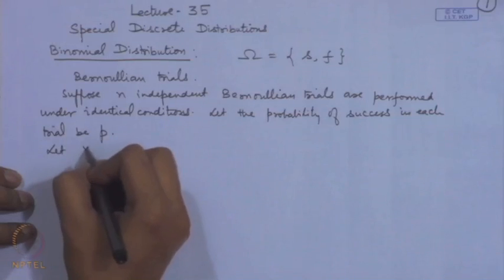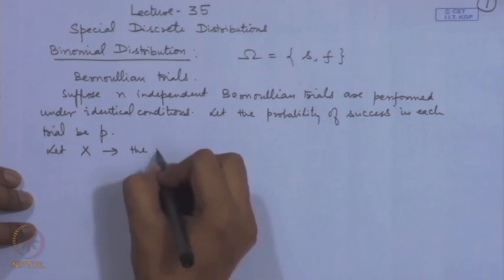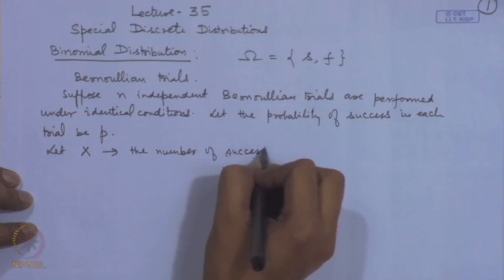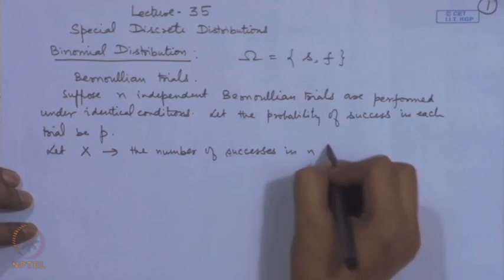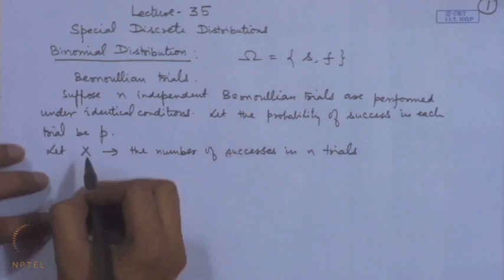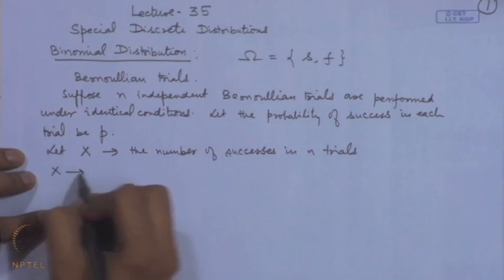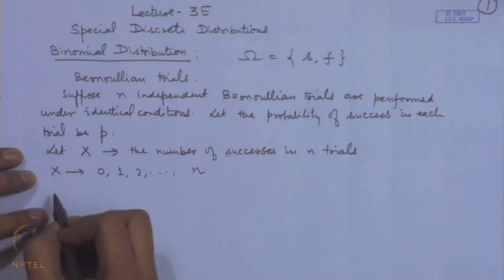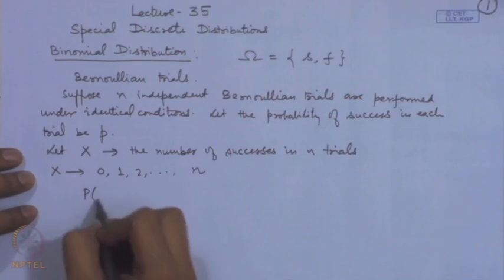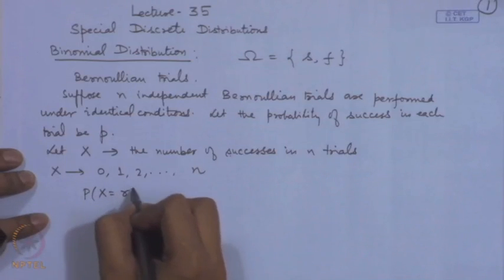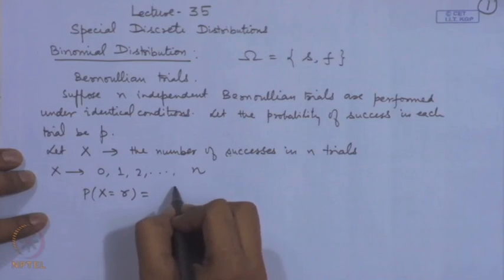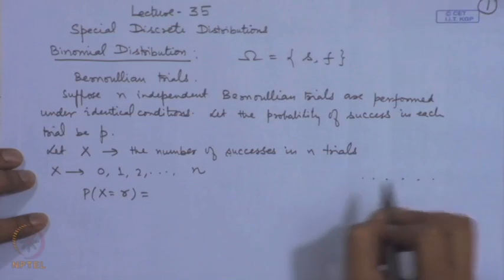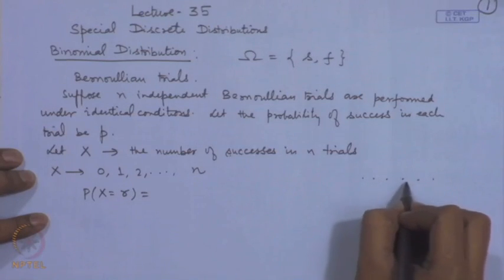Now, let us consider the number of successes in n trials, say X. Then what are the possible values that X can take? X can take values 0, 1, 2 and so on. So, what is the probability that X is equal to r? Then we are having n trials, out of this r of them are success.